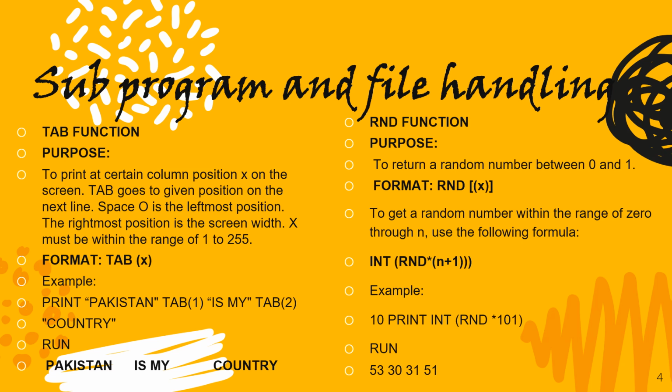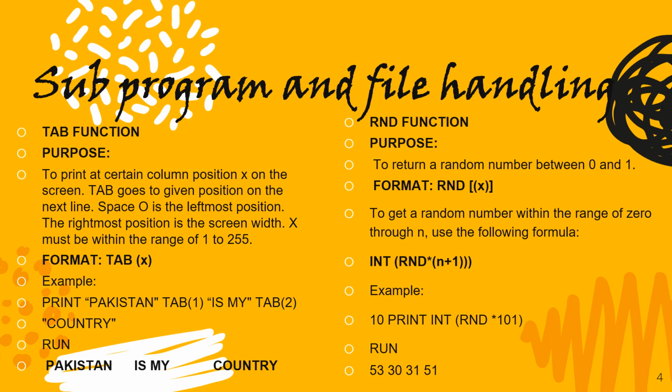And the example is PRINT "Pakistan" TAB(1) "is my" TAB(2) "country". So look at the example. In the example, Pakistan is printed, then some space is given. That space is given by TAB(1), and then "is my" is printed, and then the double TAB(2), two tab spaces, is used, and then country is printed.